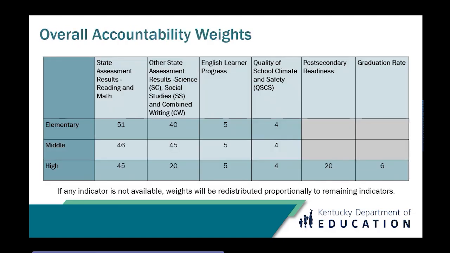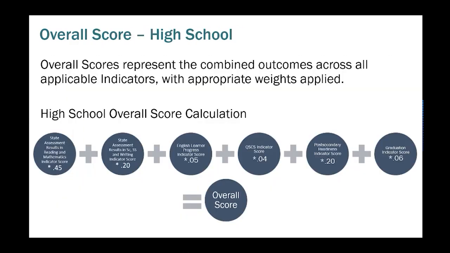This table shows the overall accountability weights set by the Kentucky Board of Education. Once indicator scores have been determined, this table will help us in determining overall score. If any indicator is not available, weights will be redistributed proportionally to the remaining indicators. Overall scores represent the combined outcomes across all applicable indicators with appropriate weights applied. To calculate, multiply each indicator score by the appropriate weight found on the previous slide. After determining the weight scores, add all of them together to figure your overall score.